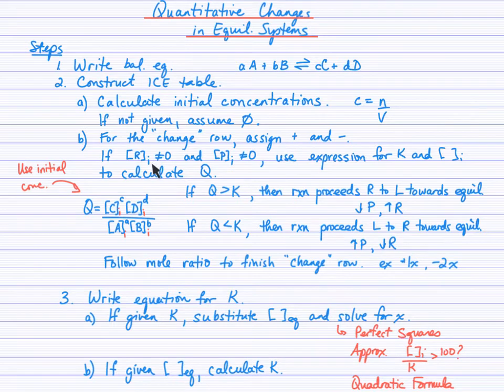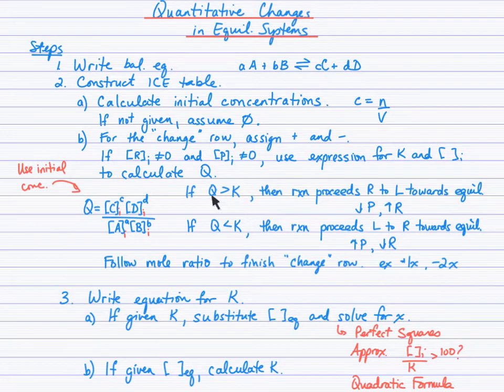Now, what if the initial concentrations of the reactants are not 0 and the initial concentrations of the products are not 0? Then we're going to have to use the expression for K, but instead of equilibrium concentrations, we're going to substitute initial concentrations and calculate something called Q, the reaction quotient. Q, you'll see here, is the exact same formula as K, except we're plugging in initial concentrations instead of equilibrium concentrations.